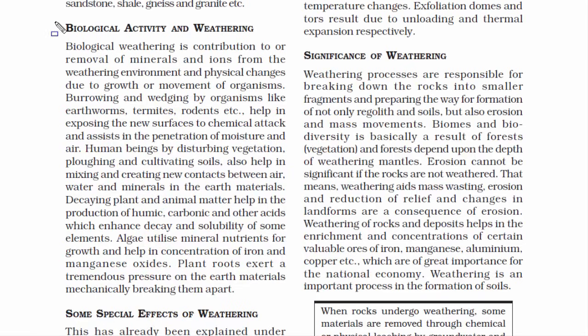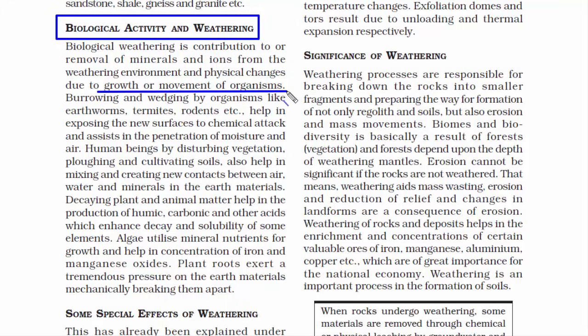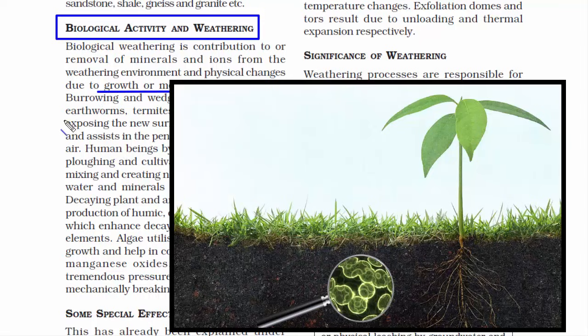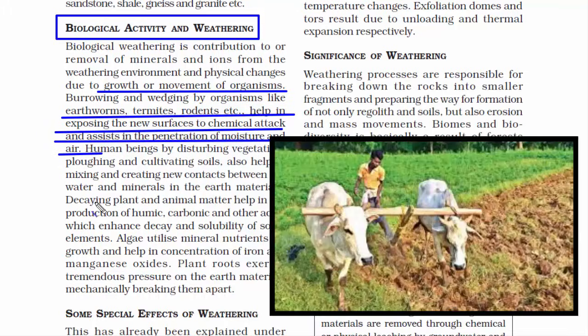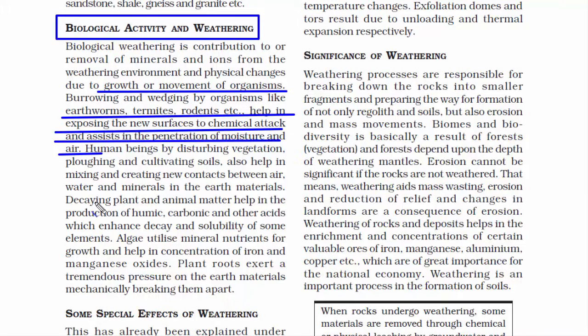Now let's read about biological activity and weathering. We have often heard that organisms like earthworms, termites, rodents, algae, and decaying plants and animals all help in mixing air and water with soil to make it fertile, which is good for agriculture and irrigation. In fact, even human beings, by plowing and cultivating soils, are in a way mixing and creating contact between air, water and minerals in the earth materials.